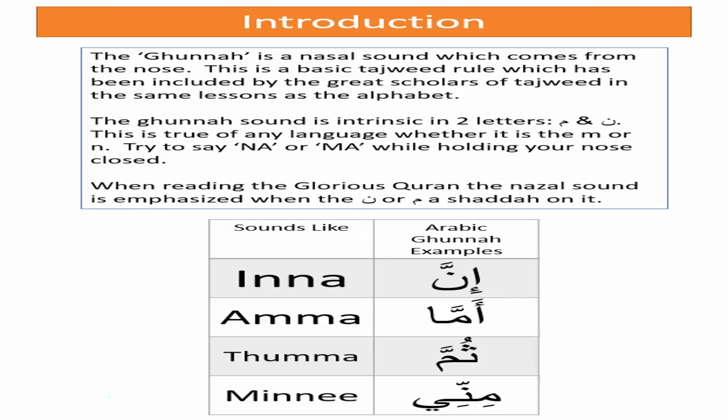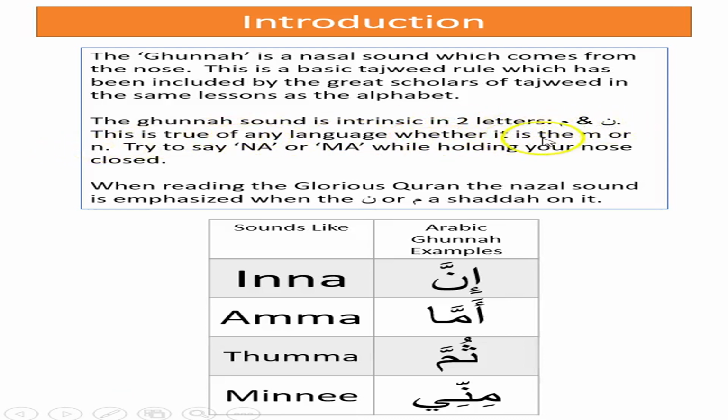This is a basic Tajweed rule which has been included by the great scholars of Tajweed in the same lessons as the alphabet. So although it's a Tajweed rule, it has been included in the section of the letters by the great scholars of Tajweed. And the reason why they have done that is because it's an intrinsic part of the letters Noon and Mim. The Ghunnah sound is intrinsic in the two letters Mim and Noon, or Noon and Mim.